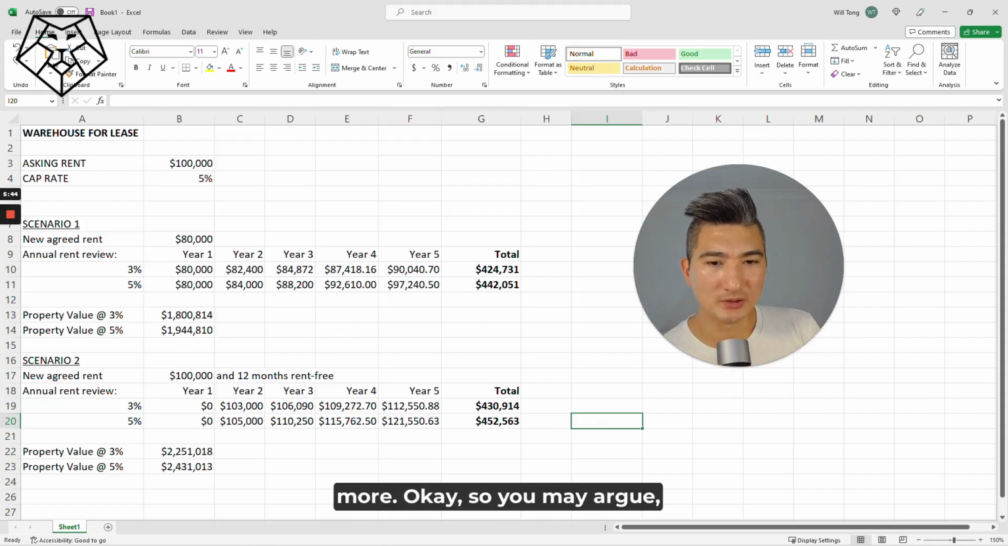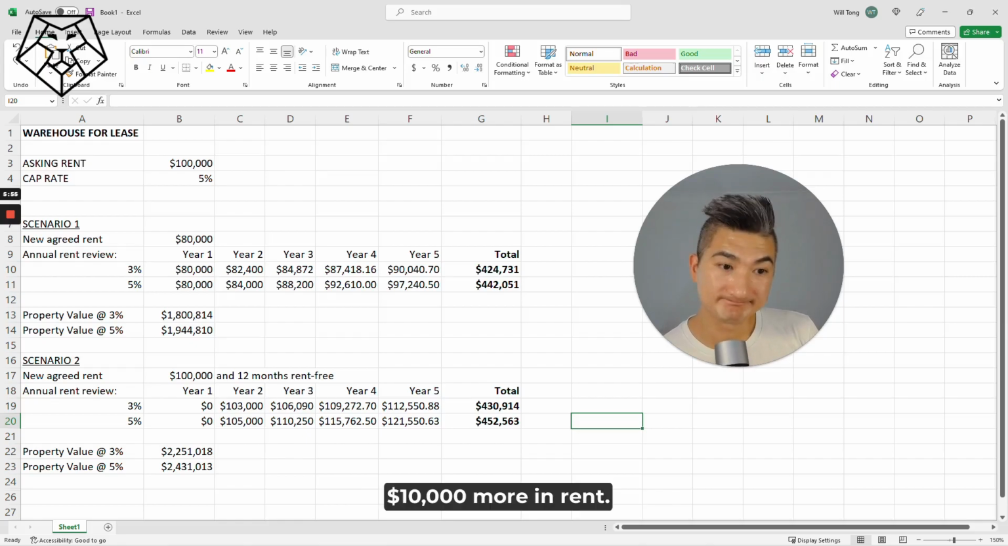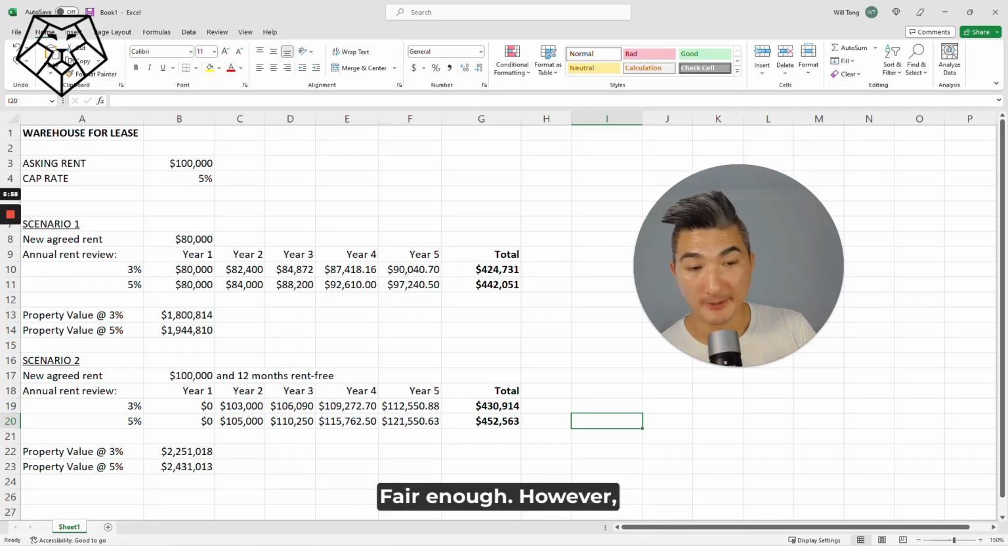Okay, so you may argue, the rent collected isn't that significantly more. I'd rather get the cash flow in year 1 than having to give up cash flow and only collect $10,000 more in rent. Fair enough. However, let's look at the property value.